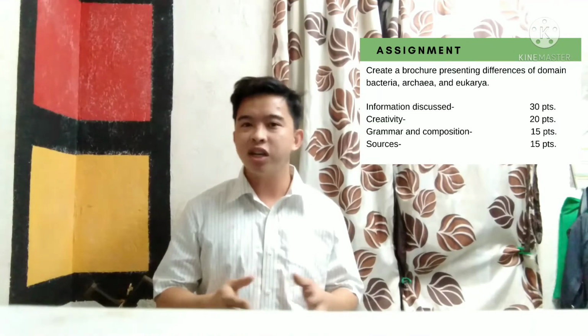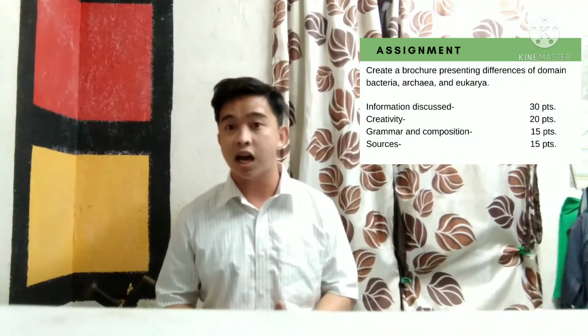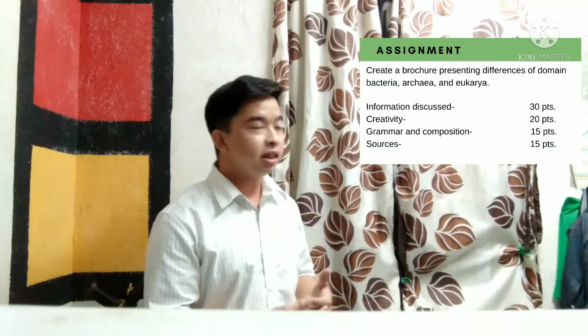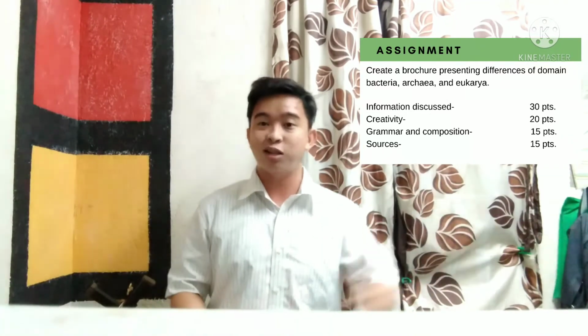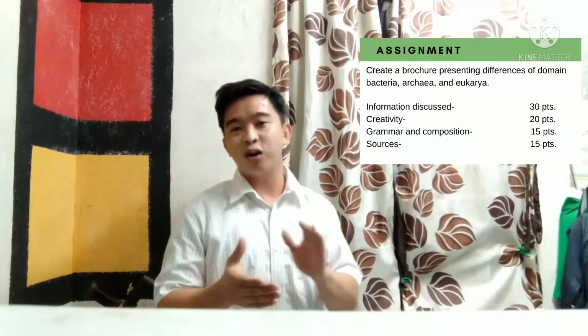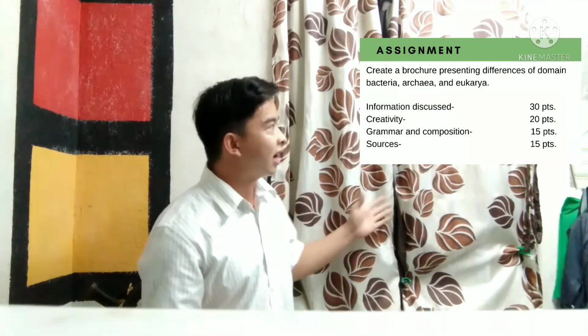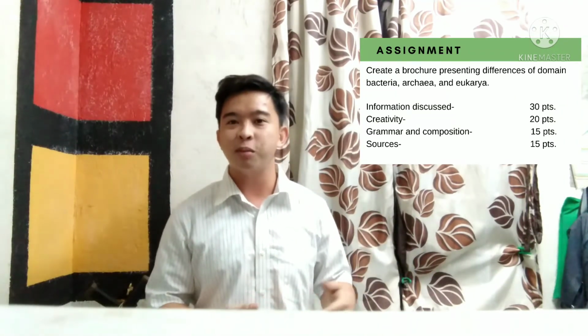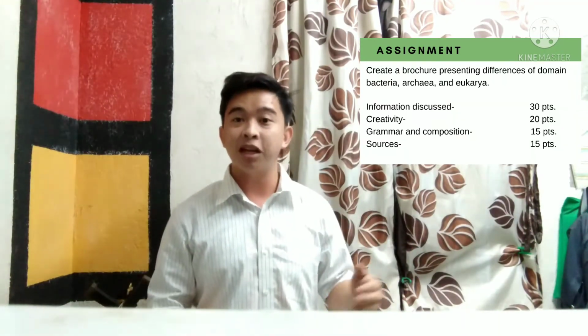For your assignment to be submitted on Friday, I want you to make a brochure presenting differences of domain bacteria, archaea, and eukarya. Printed, or if it's handwritten, make sure that your penmanship is easy to read. You know that I always pay attention to details, that's why I want you to be creative. For the criteria, 30 points for the information discussed, 20 points for the creativity, 15 points for grammar and composition, as well as the sources, total of 80 points.